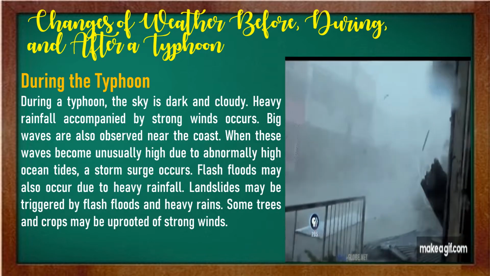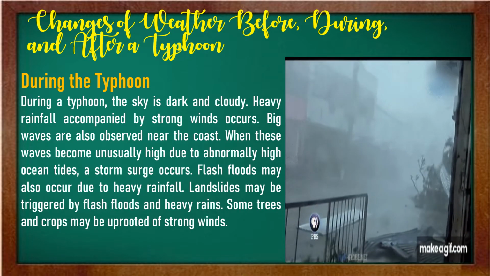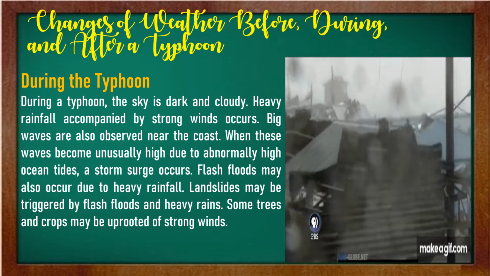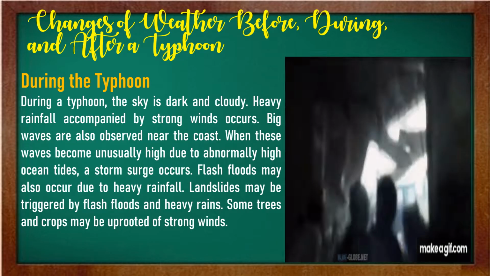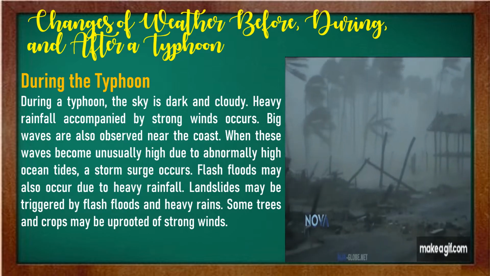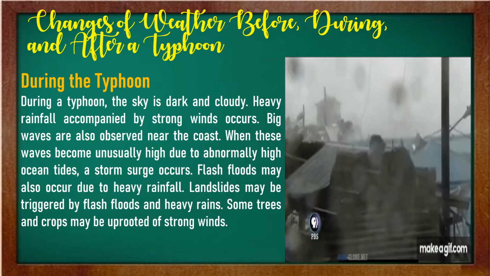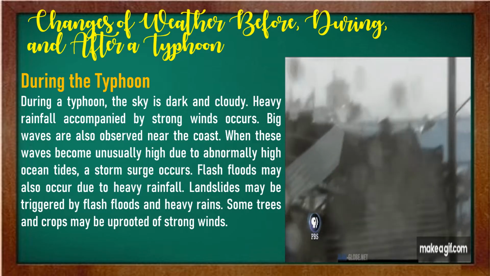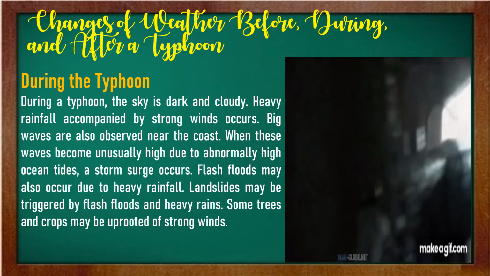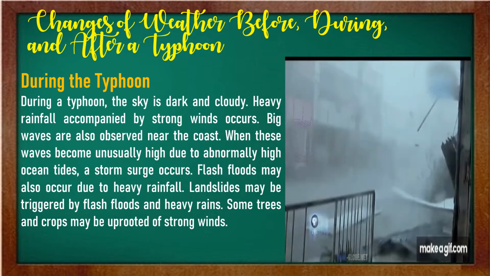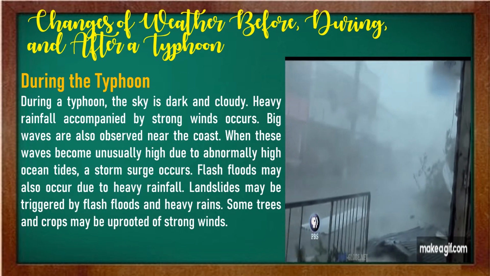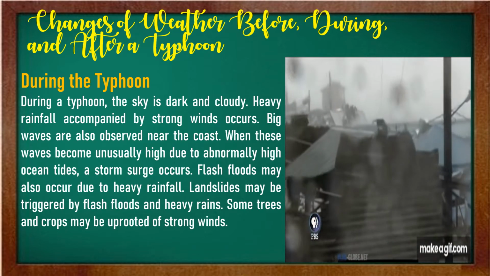During a typhoon, the sky is dark and cloudy. Heavy rainfall, accompanied by strong winds, occurs. Big waves are also observed near the coast. When these waves become unusually high due to abnormally high ocean tides, a storm surge occurs.